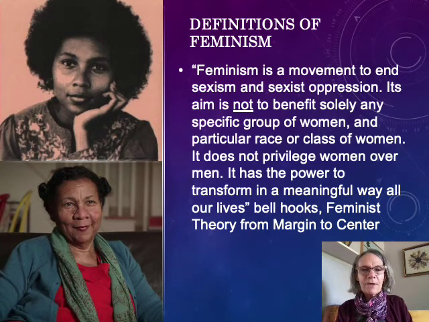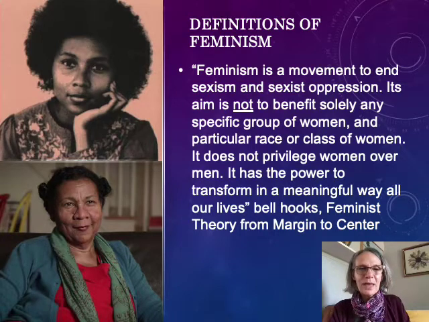And I like this definition a lot. I mean, I like them all, and this is not an exhaustive list. It's just three to get you thinking. Bell Hooks writes that feminism is a movement to end sexism and sexist oppression. In a moment, we're going to actually define that. So just mark it there, and then we're going to talk about the definition in a second. Its aim is not to benefit solely any specific group of women, any particular race or class of women. It does not privilege women over men. It has the power to transform in a meaningful way all of our lives.